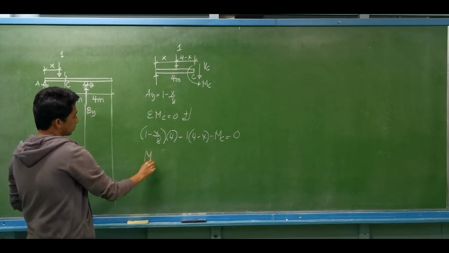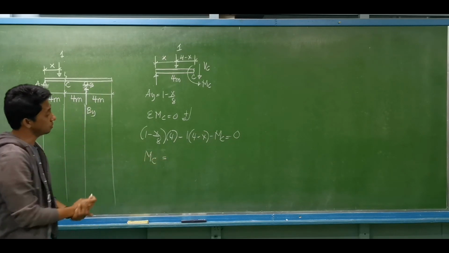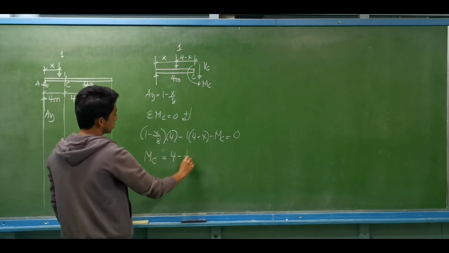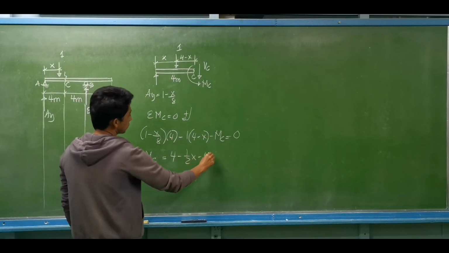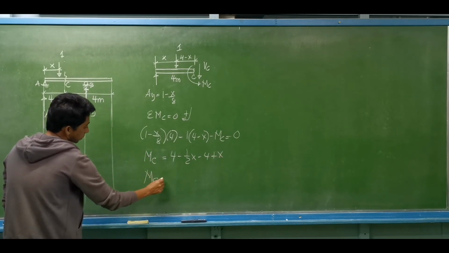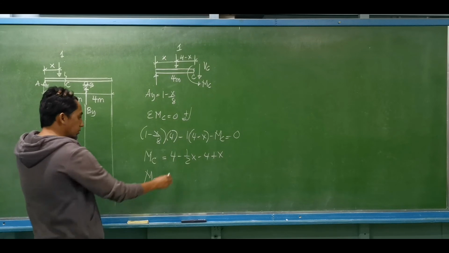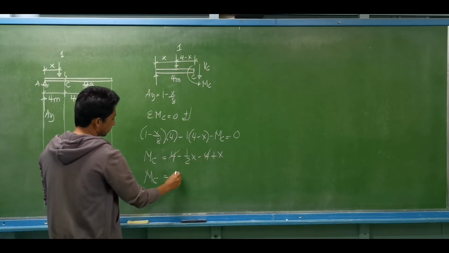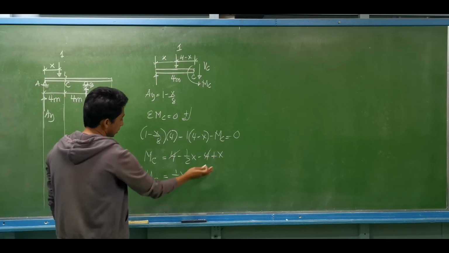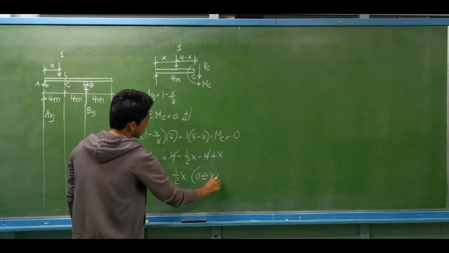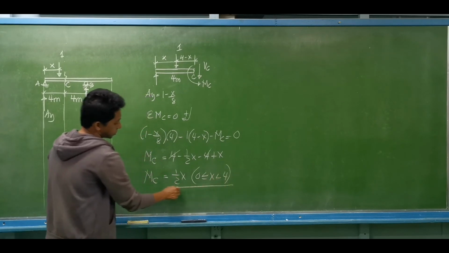We have the moment at C is equal to, okay, 4 over 8 is 1/2 of 1 minus x, minus 4 plus x. So we have the moment at C equal to, I cancel 4, negative 1 half of x plus x, is 1 half of x. So this equation is from 0 less than or equal to x less than 4 meters.